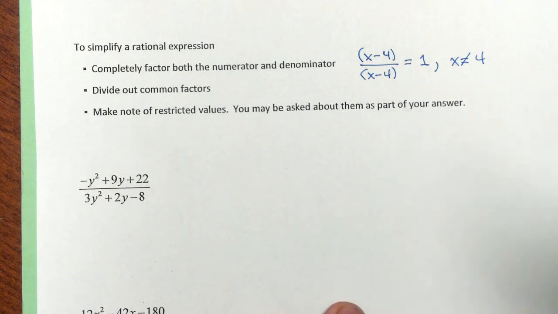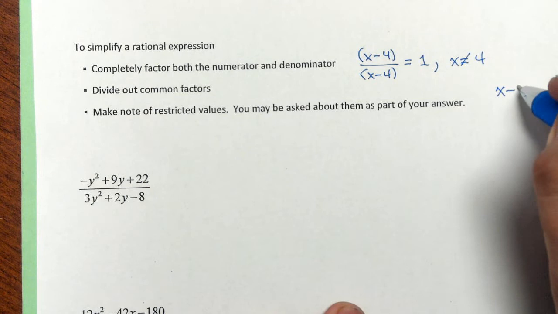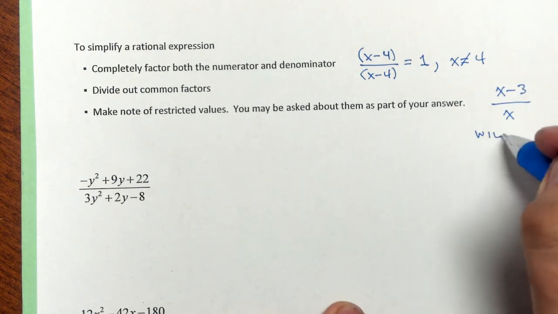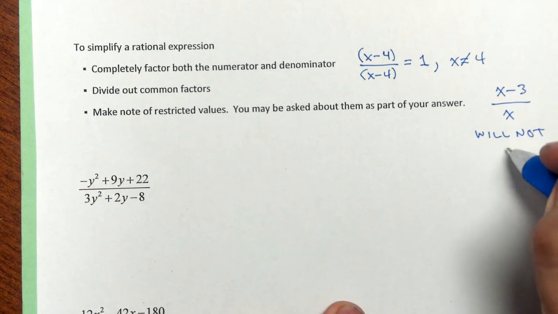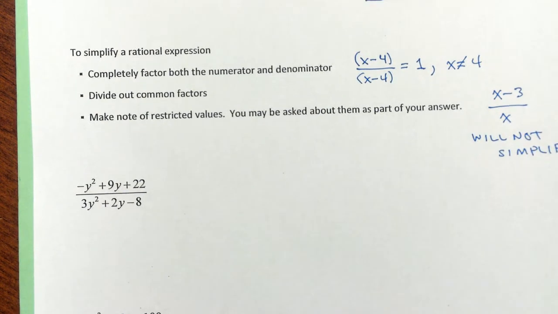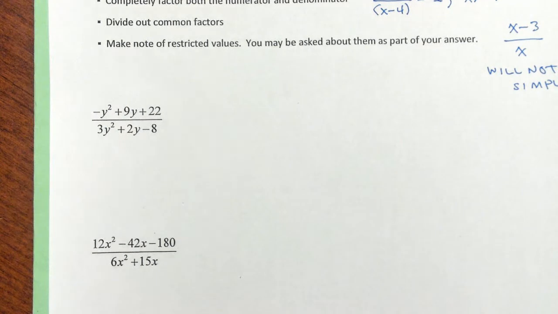Another thing to make note of, this was referenced in a previous video, but when you see something like x minus 3 over x, please be aware, this will not simplify. X is not a factor of x minus 3. You can only divide out common factors. All right, let's take a look at a couple examples now.